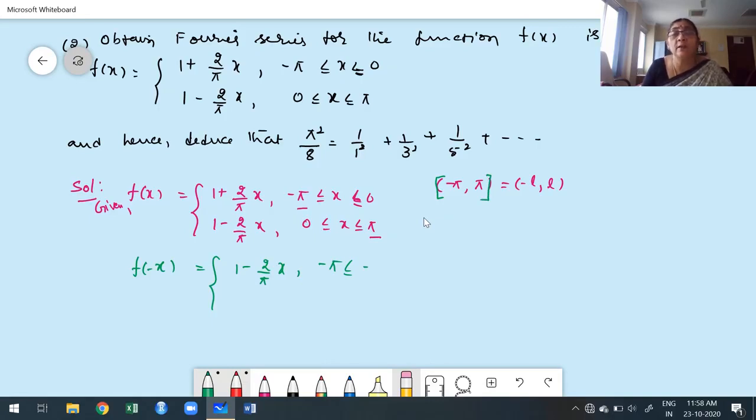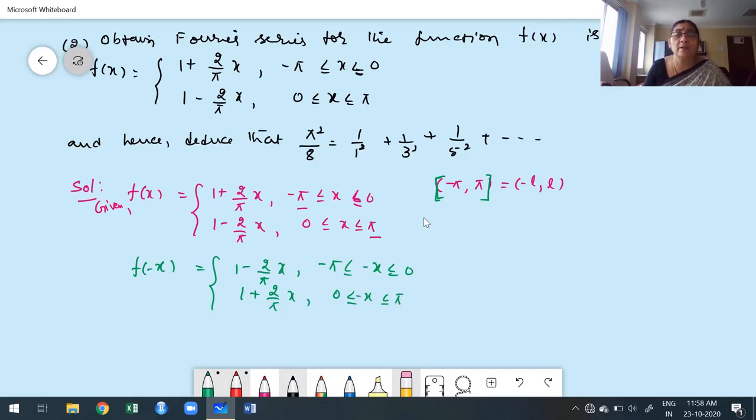Less than or equal, less than or equal. Therefore, included both in the closed interval minus pi to plus pi. Now for minus x less than or equal to 0, replace x by minus x in 1 minus 2 by pi into x, we get 1 plus 2 by pi into x, for 0 less than or equal to x less than or equal to pi minus x.